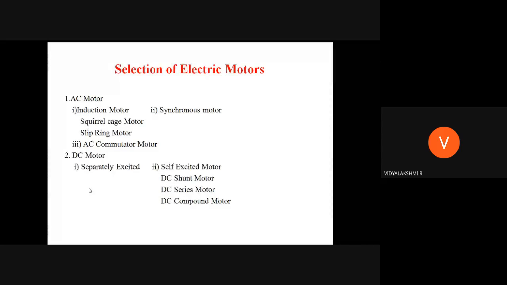Again, the induction motor is further classified into squirrel cage induction motor and slip ring induction motor. In the other material, Vidya R, there I have shown the PPT, where the types of induction motors are given. Please note it down.